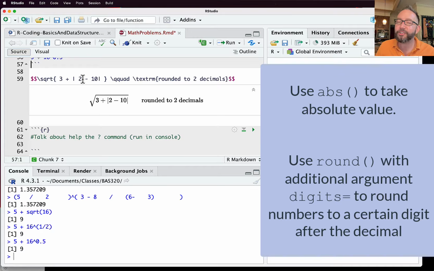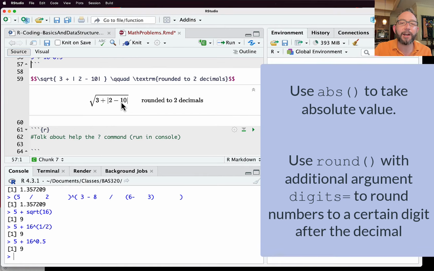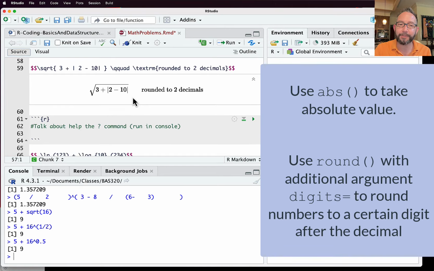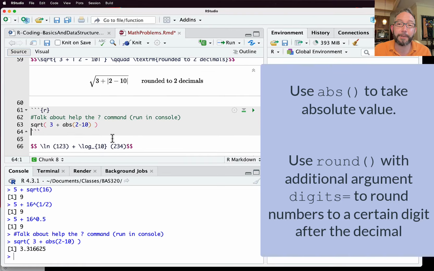All right, well, let me throw a little wrench in this. So here, I want to take the square root of 3 plus the absolute value. That's what the pair of bars are representing here, the absolute value of 2 minus 10. And then I want to take that result and round that to 2 decimals. All right, well, how would I actually go about doing this? Well, let's not worry about the rounding quite yet. Let's take the square root by invoking the square root function, and then transcribing inside those parentheses what I want to take the square root of. 3 plus, and to get the absolute value, you might have guessed it, just ABS, and inside that function we'll put in 2 minus 10 here. We evaluate this, it works out to be about 3.3, but I need this result rounded to 2 decimals.